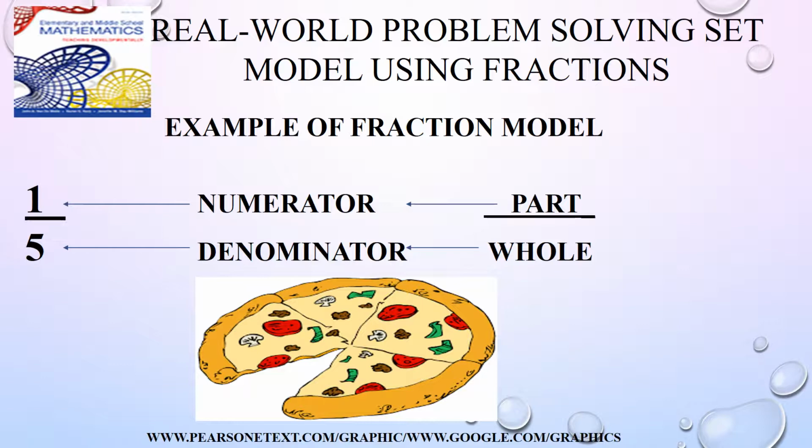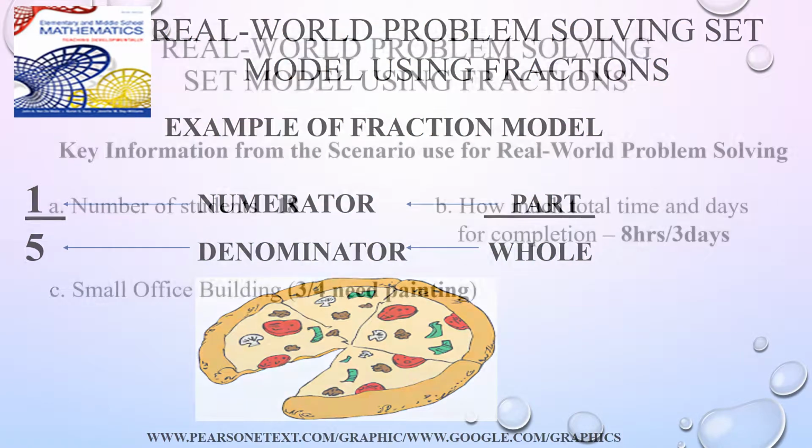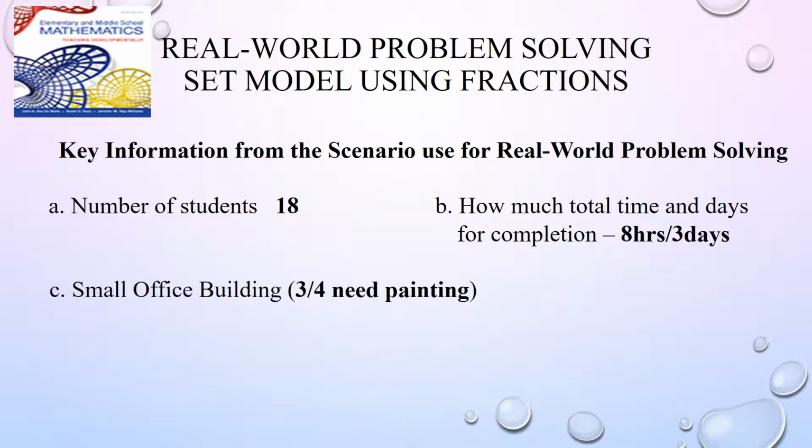So when we look at this, we're talking about what we can actually see as a part, but also what we can see as the whole, representing a fraction. So let's keep that in mind as we move in figuring out how we are going to resolve the scenario that was presented to us. Okay, now here's the key information from the scenario used for the real world problem solving. We have 18 students. We have 8 hours and 3 days, and only 3/4 of the building needs painting.